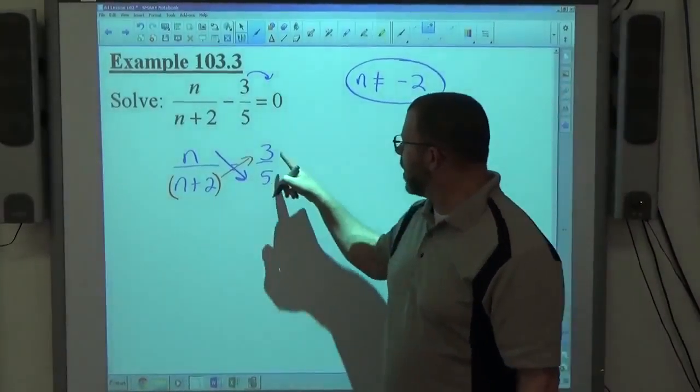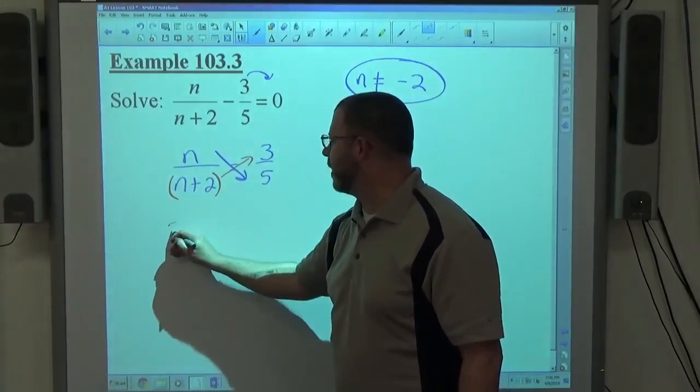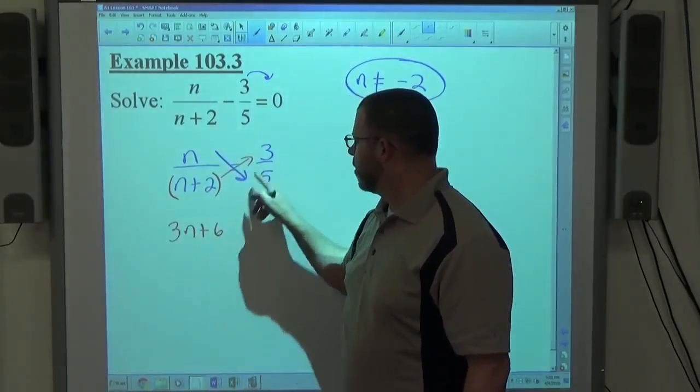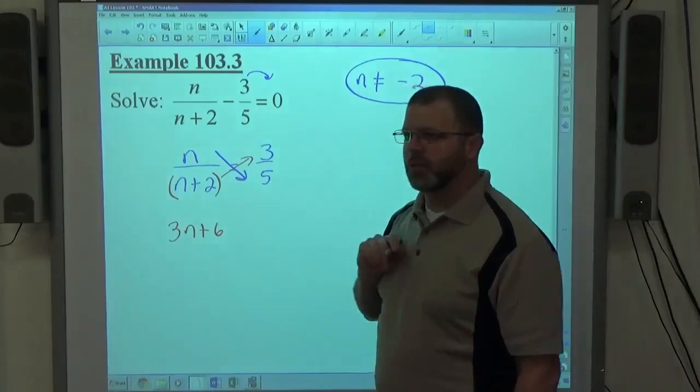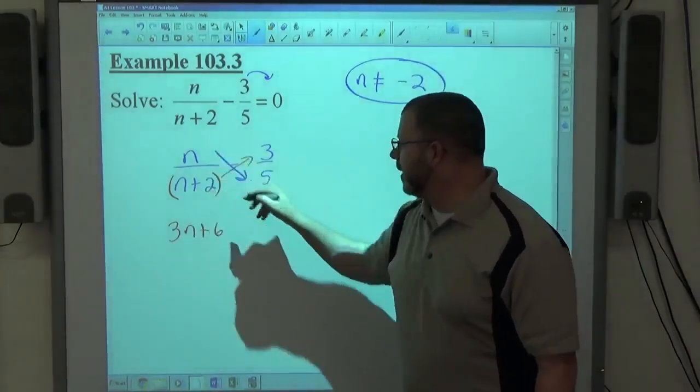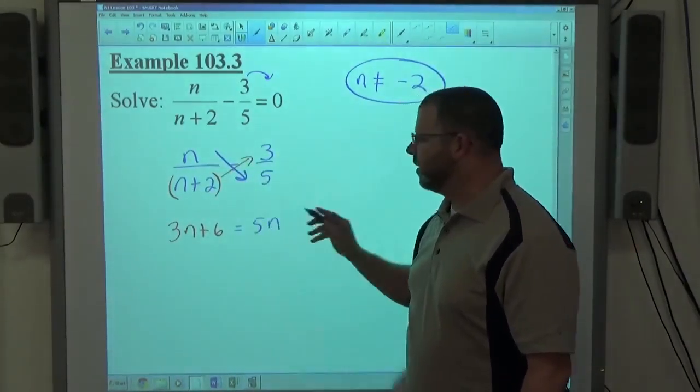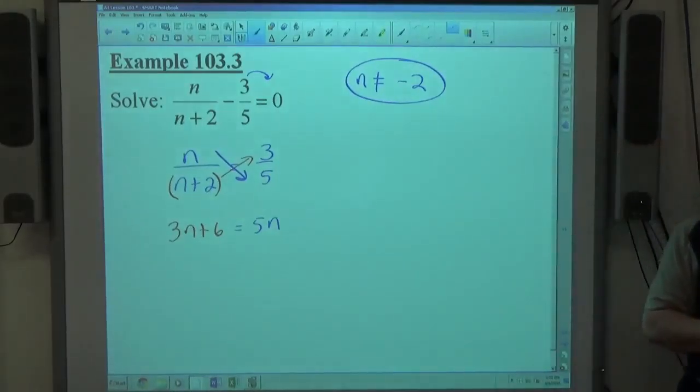And if I cross multiply, I'm going to get 3 times n plus 2 makes 3n plus 6. 3 times n and 3 times 2, distributive property again. When I do n times 5, it's going to equal 5n. And just like that, the fractions are gone.